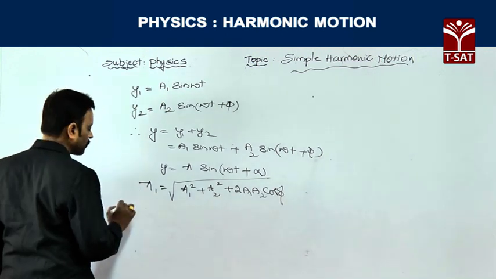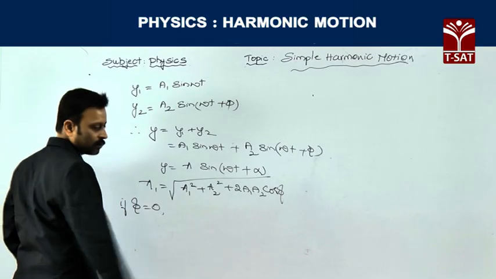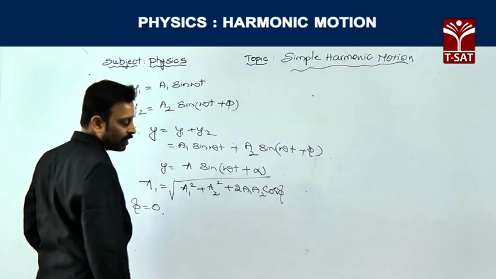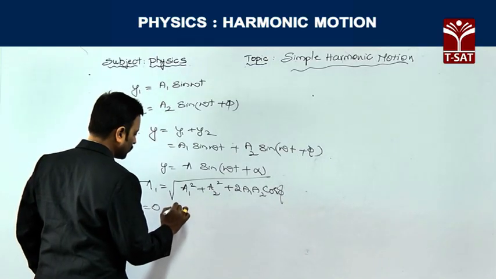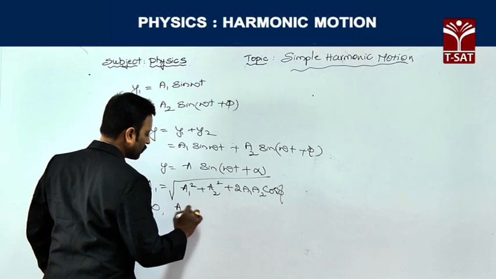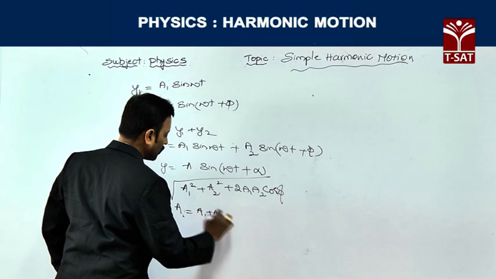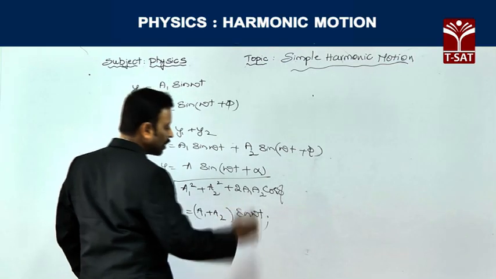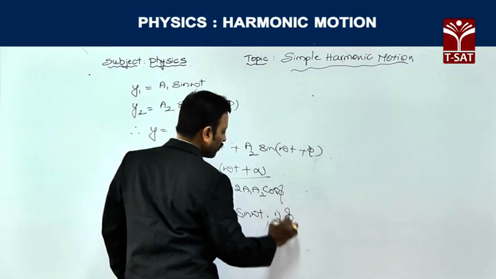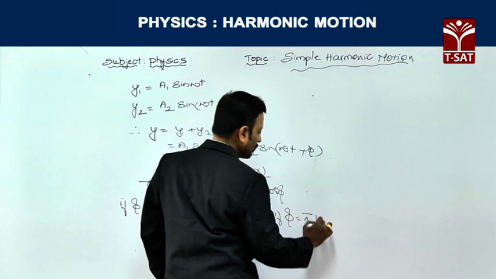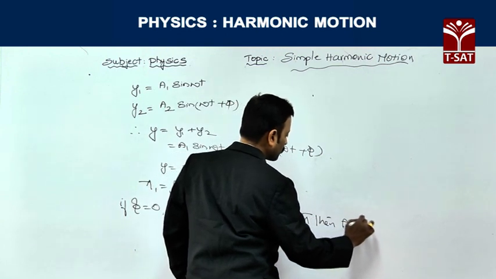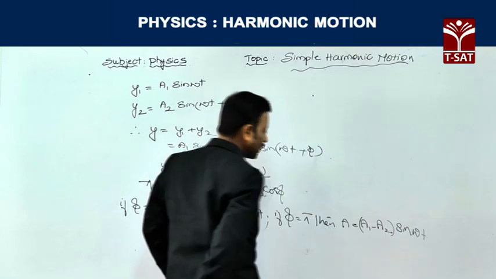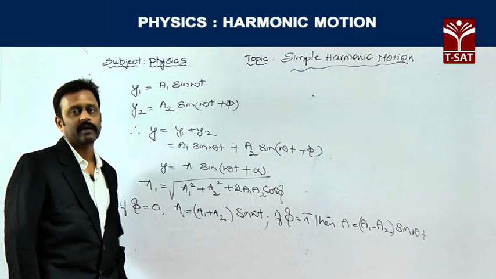Then if phi is equal to 0, if there is no phase difference between the two particles, then I can write a is equal to a1 plus a2, so y is equal to (a1 plus a2) sin omega t. On the other hand, if the phase difference is pi, then a is equal to a1 minus a2, and y is (a1 minus a2) sin omega t. These are the two different conditions.